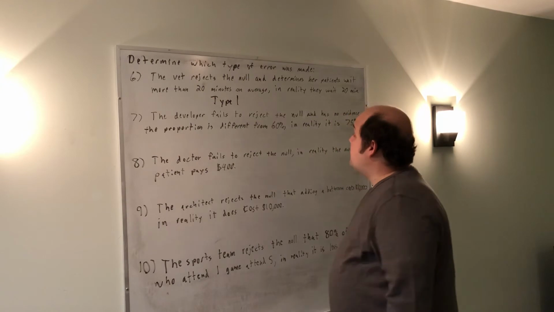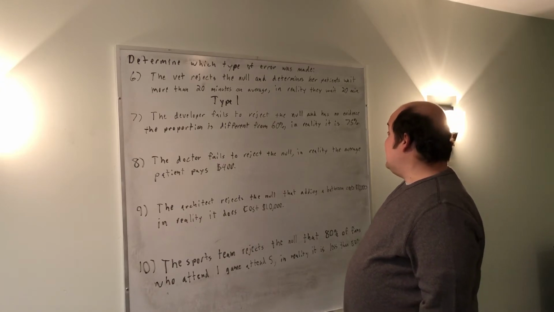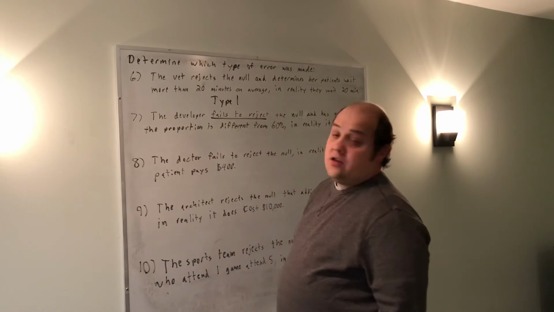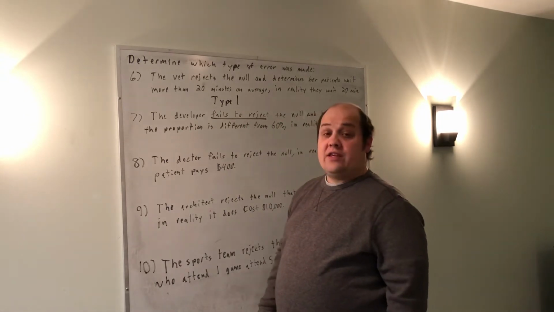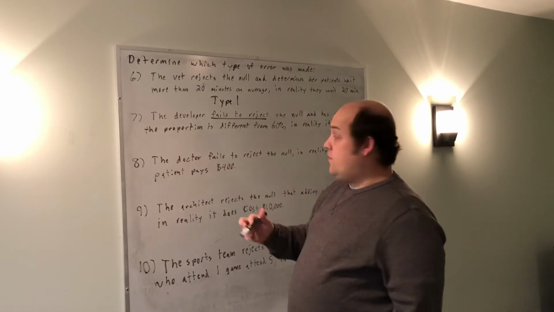The developer fails to reject the null and has no evidence the proportion is different from 60%. In reality, it is 75%. So here, we fail to reject. When you fail to reject, the only type of error you can make is type 2. We failed to reject, we should have rejected.